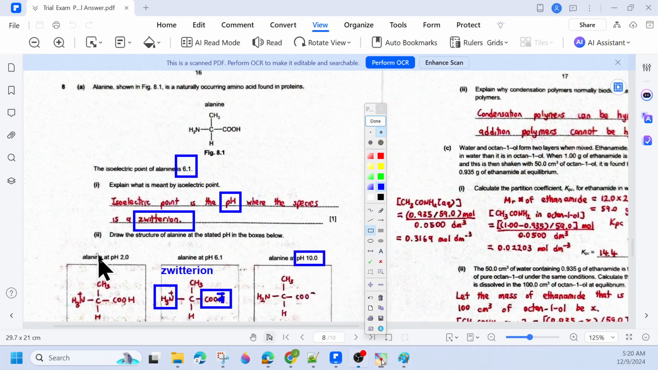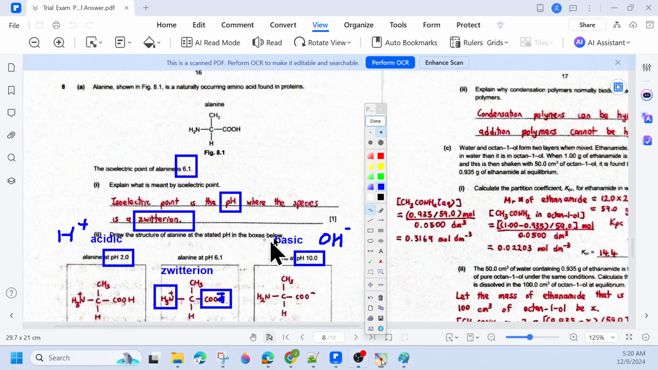pH 10, pH 2.0. This one means it is basic, got a lot of hydroxide. This one means it is acidic. Here got a lot of OH minus, here got a lot of H plus.